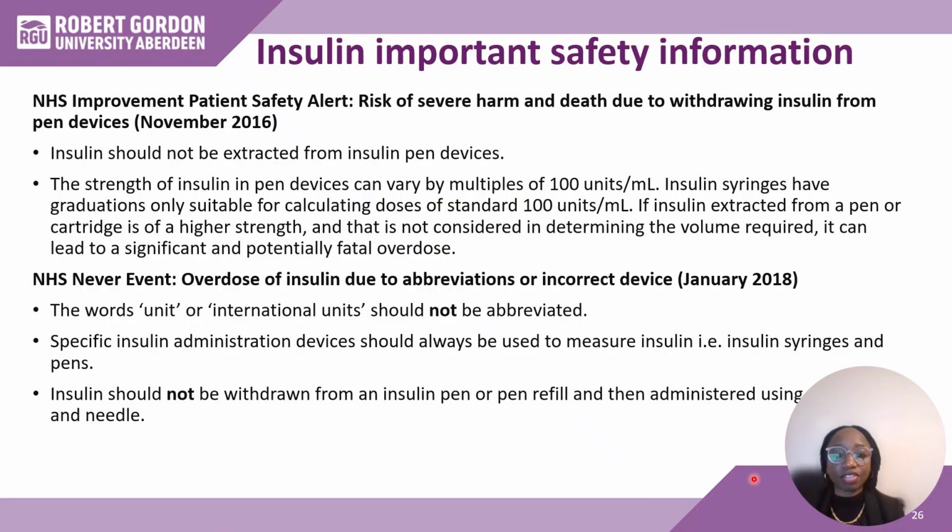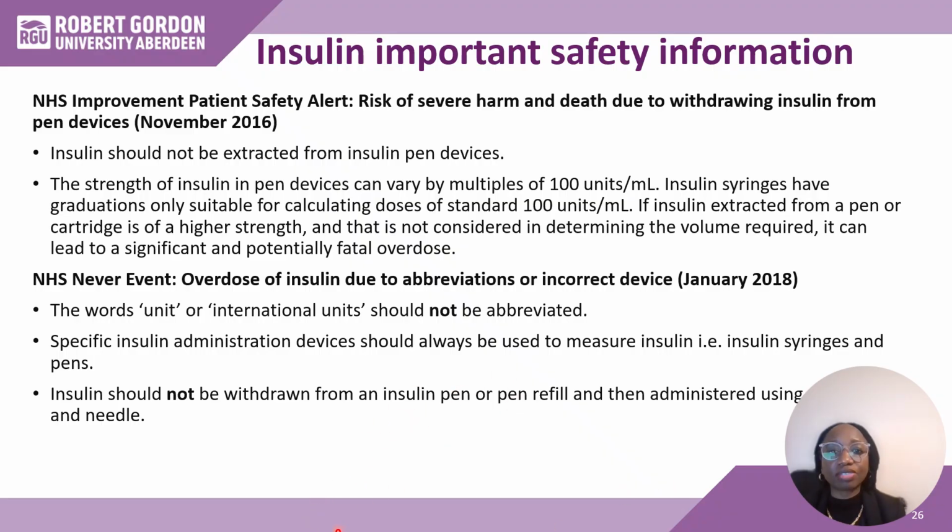I think there are sometimes when somebody has a pen or they're used to the vial and they receive the wrong one and they're like, oh, I can just use one for the other, but that is an absolute no-no. Because the strength of the insulin in the pen devices can vary by multiples of 100 units per ml. Insulin syringes have graduations only suitable for calculating doses of standard 100 units per ml.